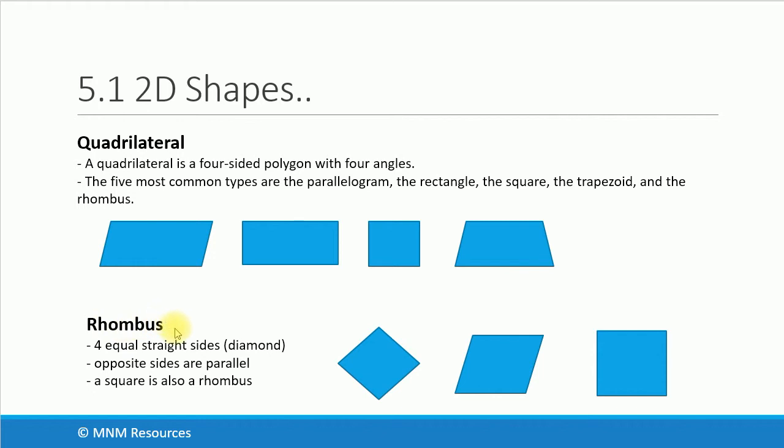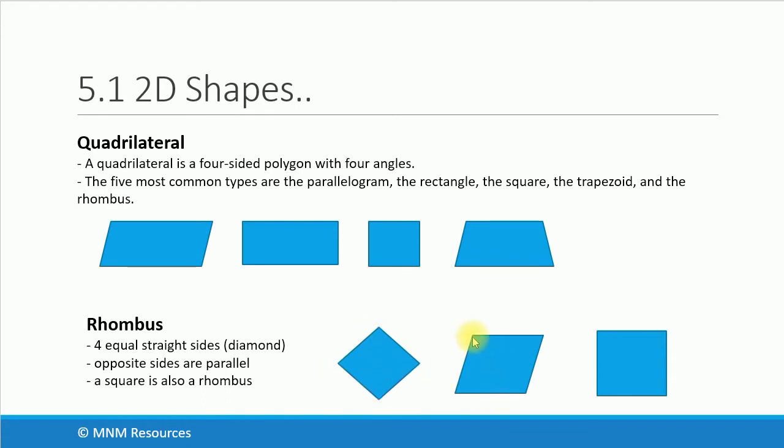Let's look at the meaning of a rhombus. 4 equal straight sides. So if it's 4 equal straight sides, it's a rhombus. For example, this diamond has 4 equal straight sides. So it's a rhombus. Opposite sides are parallel. This side is parallel to this side.